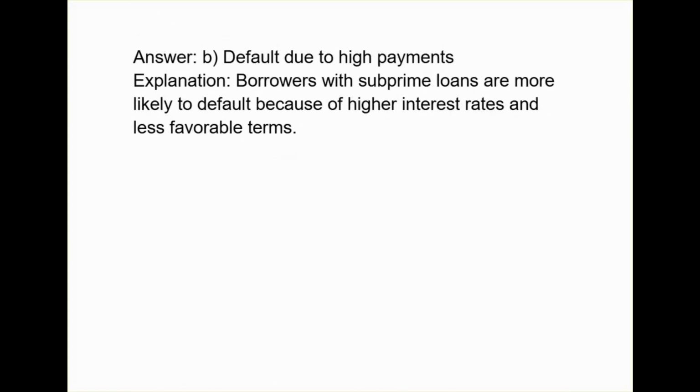B. Default due to high payments. Borrowers with subprime loans are more likely to default because of higher interest rates and less favorable terms.